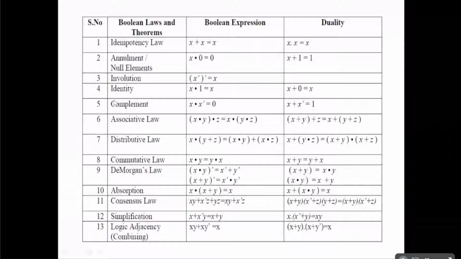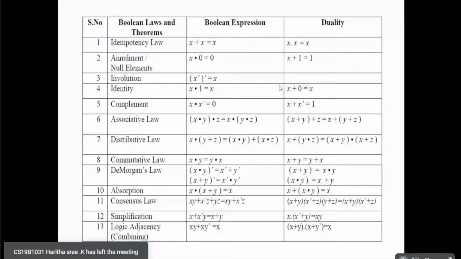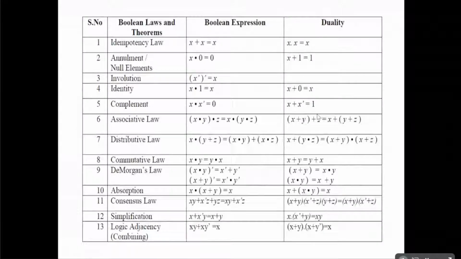Next one is identity. If the expression is x dot 1, we can write it as x. Then x plus 0 we can write as x. Next one is complement. x dot x bar is equal to 0, and x plus x bar has the value 1. So this is complement.